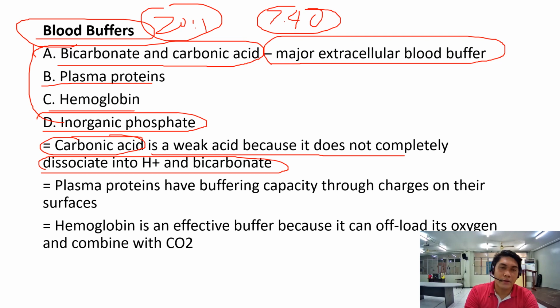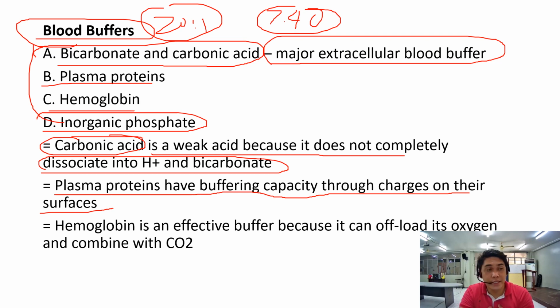Okay, so it dissociates into H plus, meaning there's an abrupt alteration in your pH. That's why we need a weak acid and a conjugate base for the maintenance of our blood pH. Plasma proteins have buffering capacity through charges on their surfaces. So if the pH is alkaline, then the plasma proteins are negatively charged.